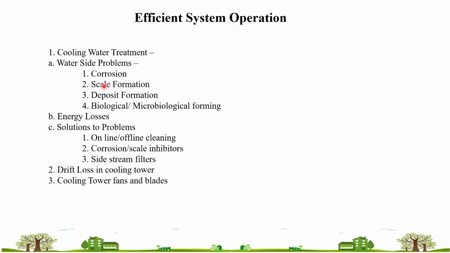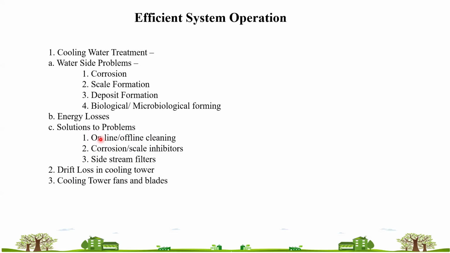These water side problems can be treated with particular solutions, like online or offline cleaning. Offline cleaning means you can drain the entire system, remove the water, and fill in new water every time. But this is not possible in a continually operating plant. So that's how online cleaning systems were introduced. You have seen the ATCS, the automatic cleaning system in chiller condensers. That's how nowadays people are introducing online cleaning.